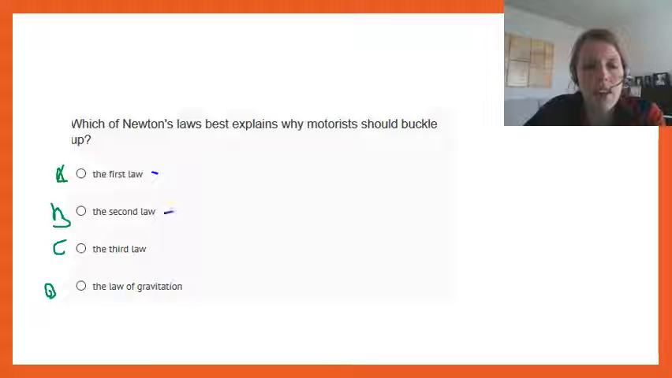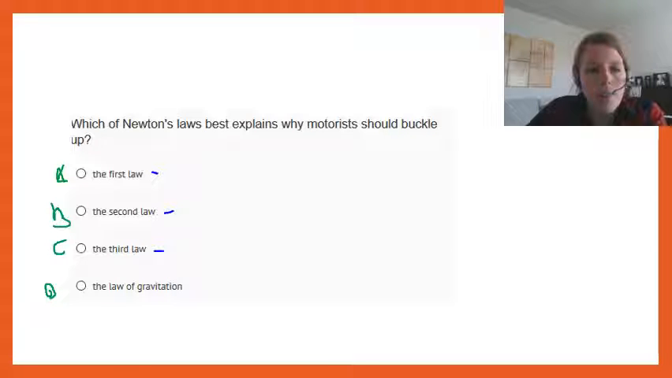And then the second law says the mass of an object is going to change the amount of force you have to put in to move that object. So if I wanted to move a shopping cart that was empty, it would be much easier than moving a shopping cart that is full. So that's the role of mass in how much force is required.